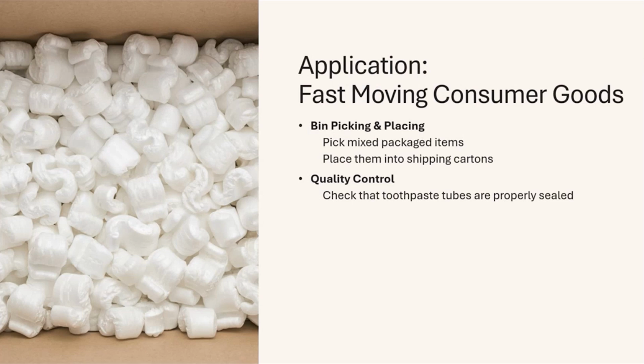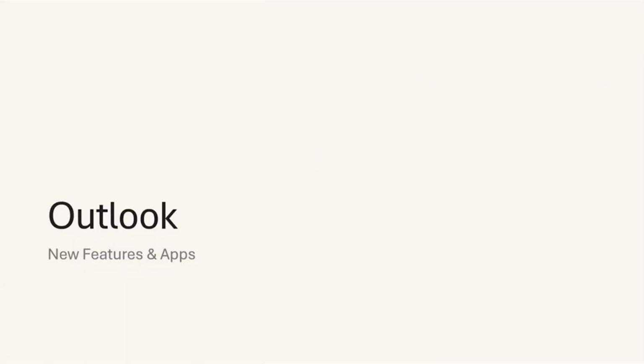application we've been thinking about is fast-moving consumer goods. Also a picking and placing application, maybe you want to separate apples and pears in a mixed package and pack them into their individual shipping cartons. Or you want to do quality control on really fast-moving production lines. I've chosen the example of checking whether toothpaste tubes are properly sealed. So this is what we're able to do right now.